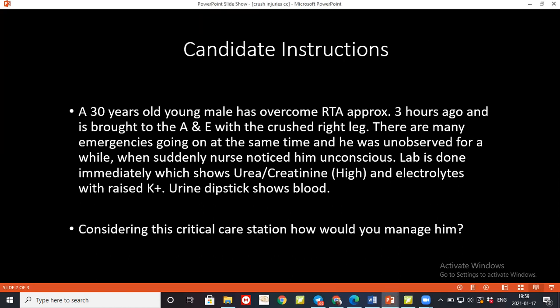Right. If you have read and understood, kindly begin your station. Tell me, considering it a critical care station, how would you manage this patient?